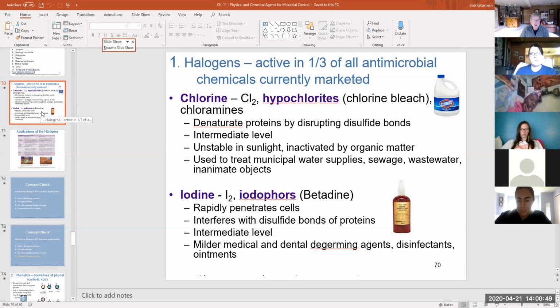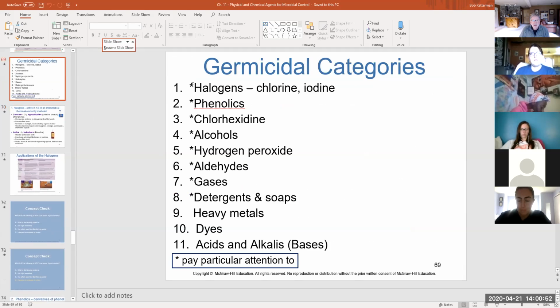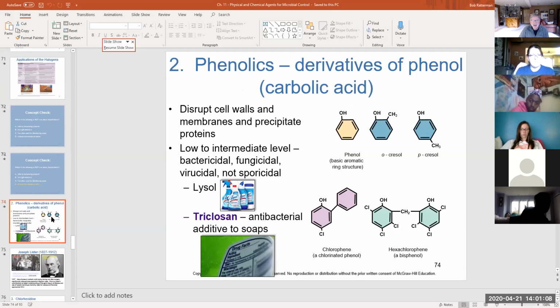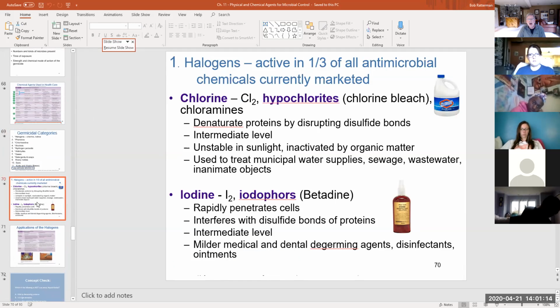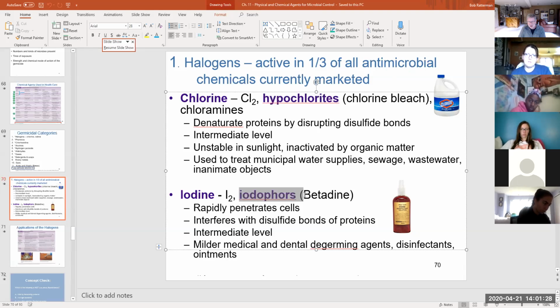Okay, gotcha. So I put an asterisk next to 8 of the 11 or so, I did my quick math, I think. And those would be the ones that I would know a little more specifics about. As it relates to the halogens, which I think was category 1, chlorine and iodine, there's only 2 listed, so yes, I think you should know chlorine and iodine. The hypochlorites are just forms of chlorine. I don't care that you necessarily know iodophores.